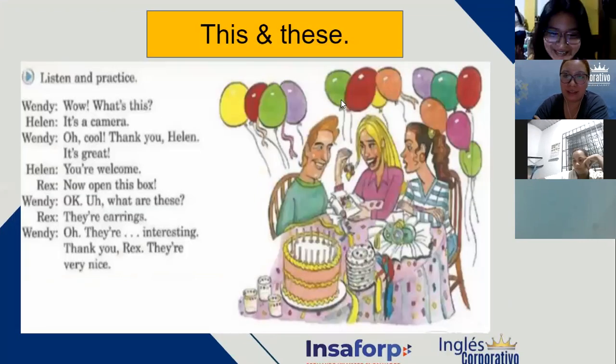All right. So, this and this. Suenan bien parecidos. Casi iguales. La diferencia es que this, con una I, es singular. Ambos se refieren a cosas que están a nuestro alcance, que son tangibles a nosotros, que podemos tocar en este momento. Por ejemplo, this is my cell phone. Este es mi celular.